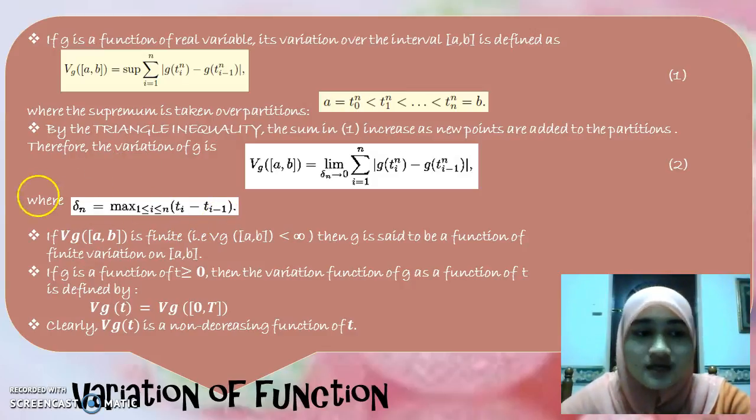If V_g[a,b] is finite, such that V_g[a,b] is less than infinity, then g is said to be a function of finite variation on [a,b]. If g is a function of t greater than or equal to 0, then the variation function of g as a function of t is defined by this equation, V_g(t) equals V_g[0,t]. From this equation, it shows clearly that V_g(t) is a non-decreasing function of t.